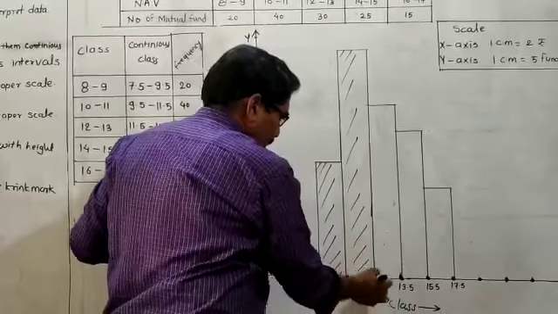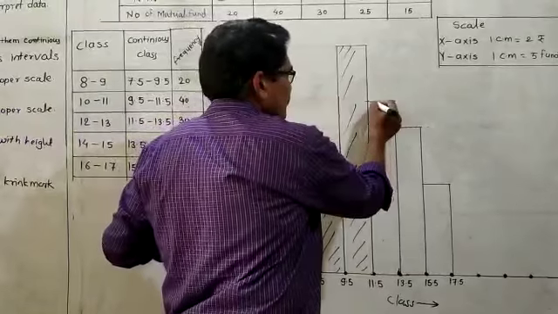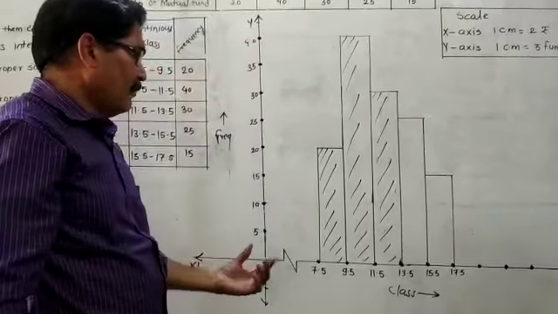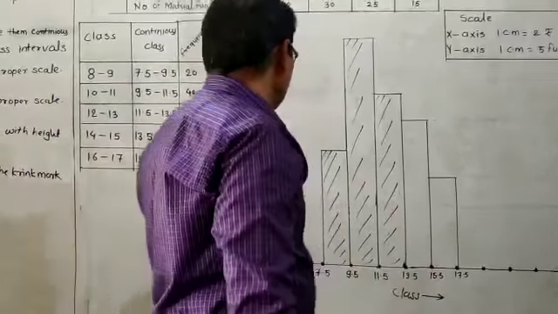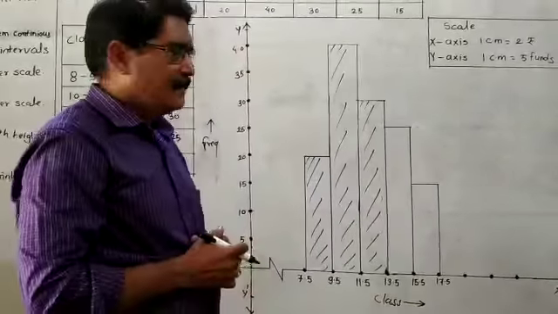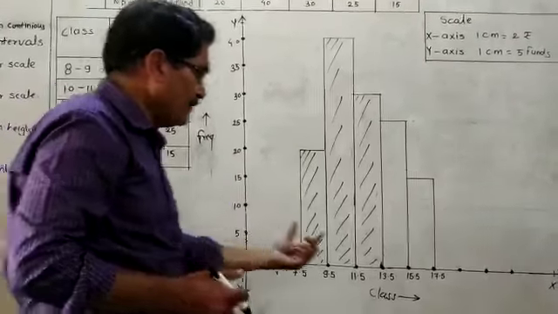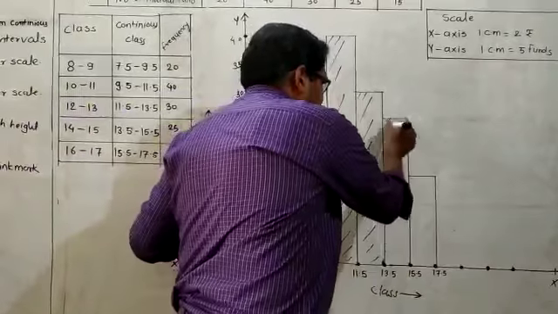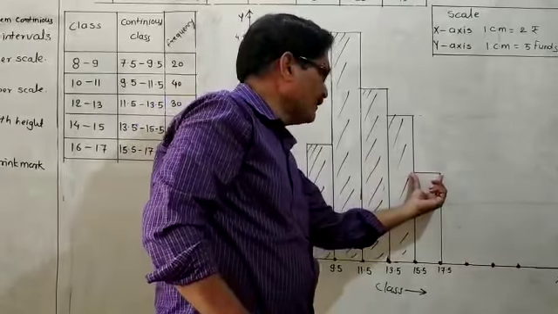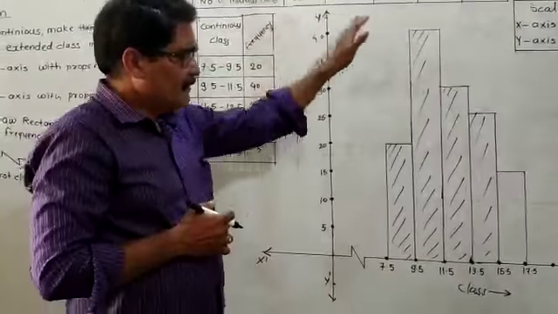Then for the next class 11.5 to 13.5, the frequency is 30. Frequency you take on the y-axis, and you draw the histogram like this. For 13.5 to 15.5, the frequency is 25, so you write 25 and draw the histogram. Then the next class is 15.5 to 17.5, the frequency is 15. So you draw the frequency 15 and draw the histogram. And in this way you will represent the histogram.